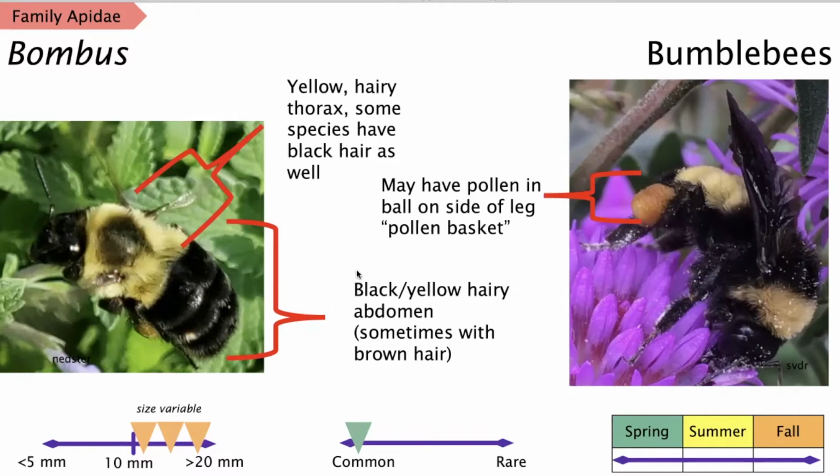So distinguishing a bumblebee from some of these other similar looking species, the legs are going to be a really good indicator. Also, the abdomen is hairy, which can be hard to tell sometimes, but it's going to have hair on it.